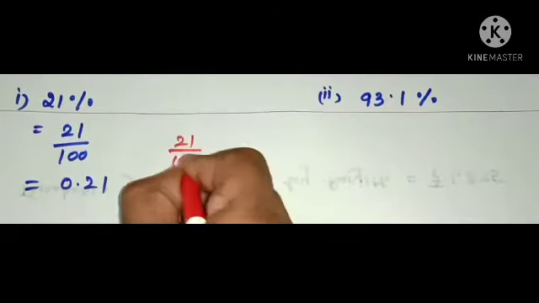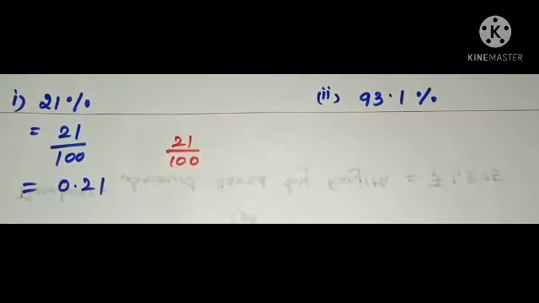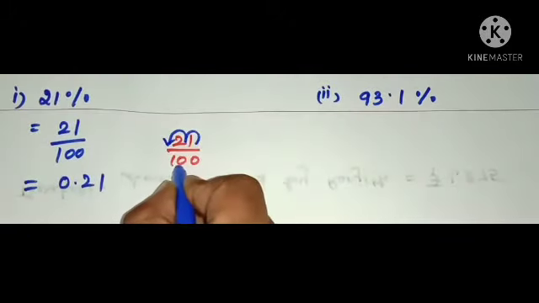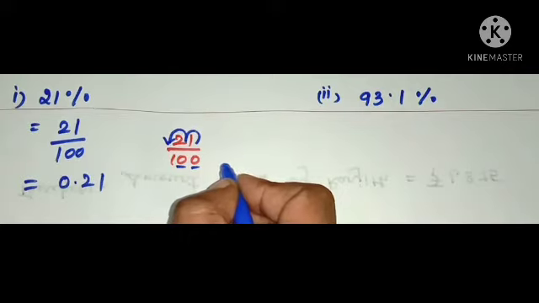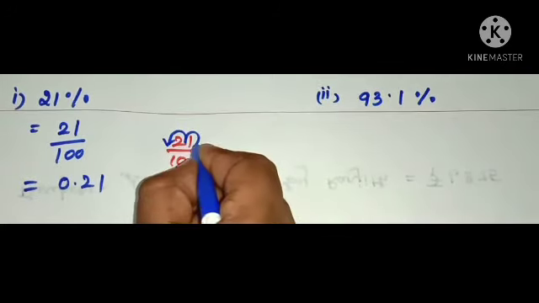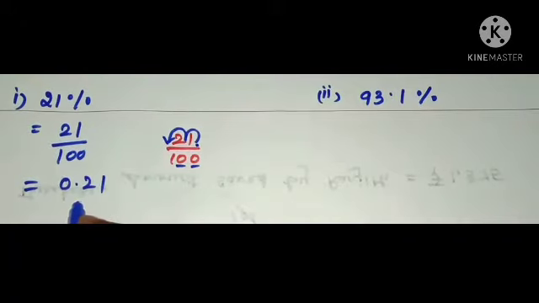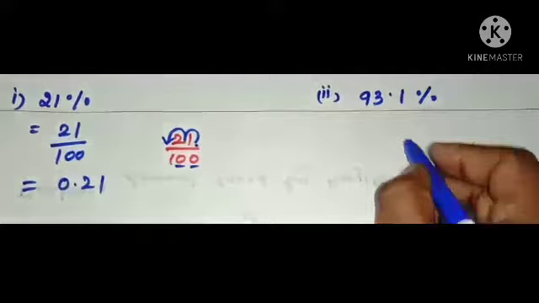21 by 100. Here listen carefully. 1, 2. Because there are 2 zeros present in the denominator, we have to put the decimal point before 2 digits. Thus our decimal number is 0.21.